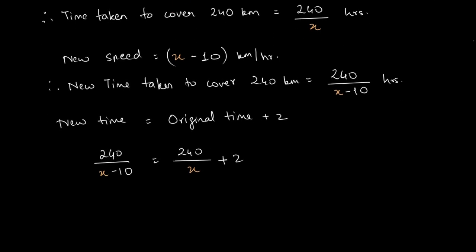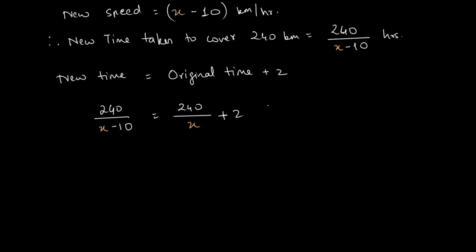Okay, we need to solve this equation here. One thing that could help us is to bring all the x terms together, so let's just do that. Let's keep the x terms on one side of the equation. So if I take this over here, I get 240 divided by x minus 10 minus 240 divided by x is equal to 2. Right. Now, to simplify this portion here, the left-hand side of the equation, we'll have to take the LCM, which would entail cross multiplying the denominators like that.